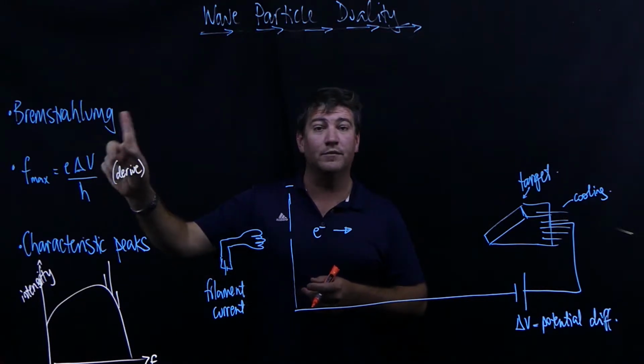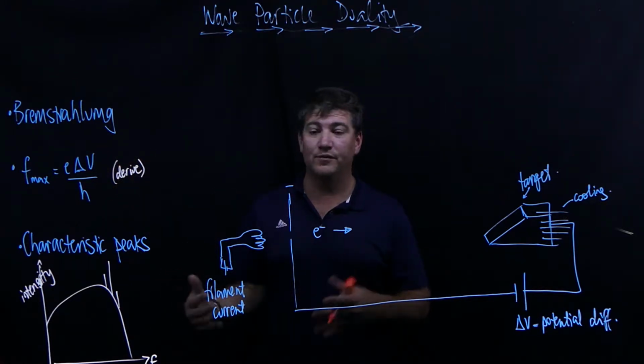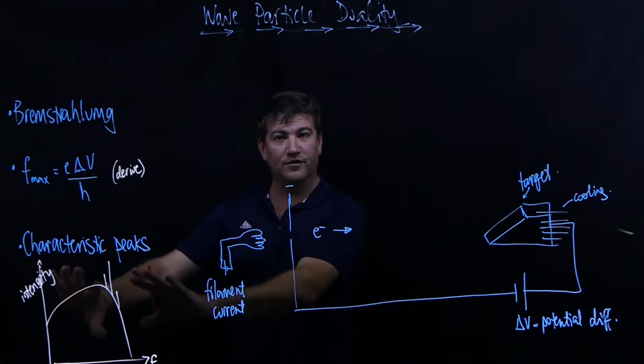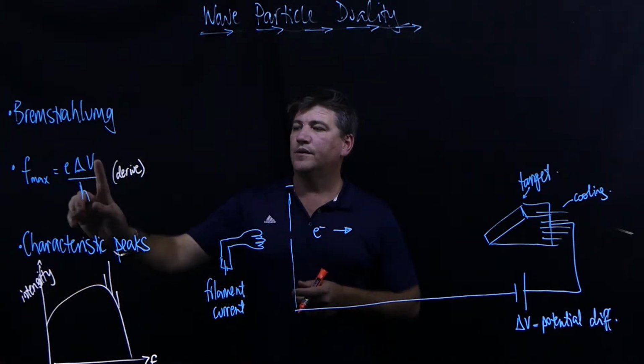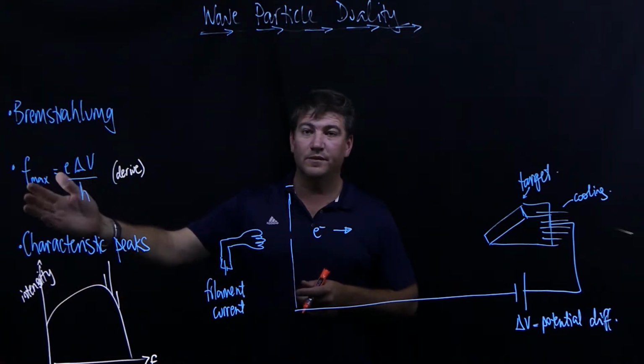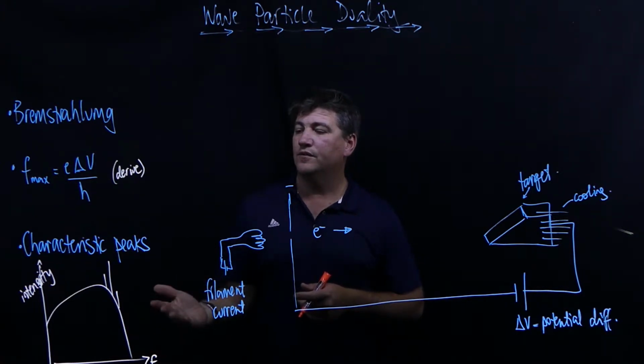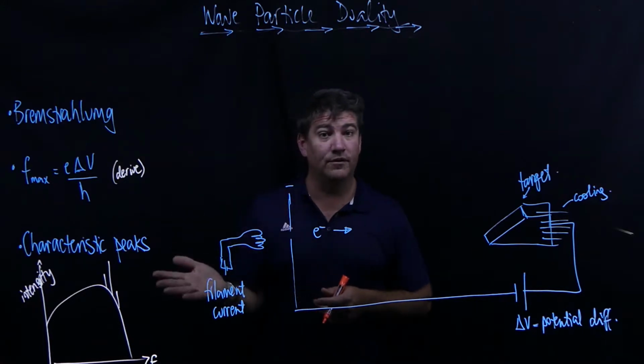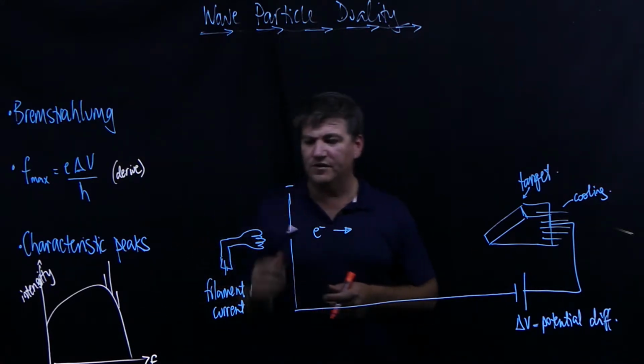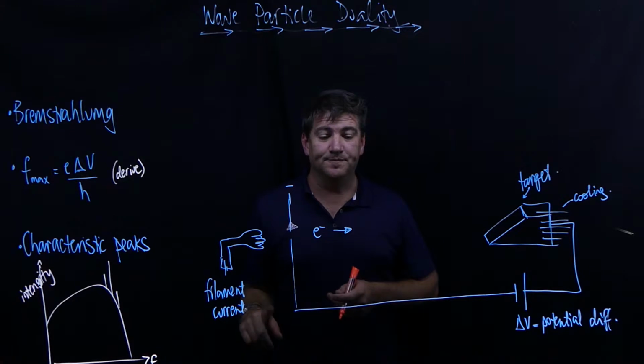The first one is bremsstrahlung, which is another word for the continuous range of frequencies produced in an X-ray machine. We're going to go through how to derive the maximum frequency for an X-ray that could be produced, and we're going to talk about characteristic peaks and where on Earth they actually come from. So, first of all, bremsstrahlung.